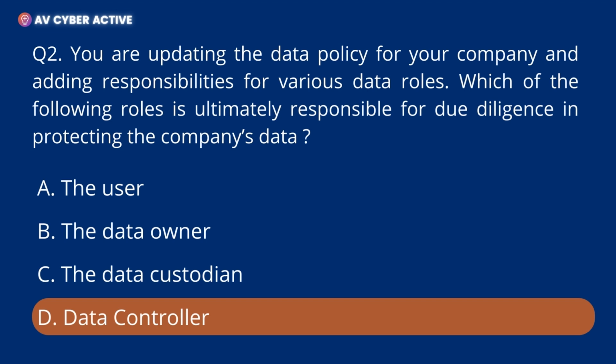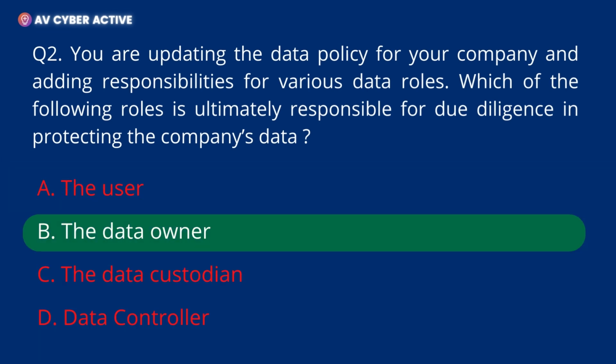So, in the context of this question, this is talking about who updates the policy way on the top of your company and adds responsibilities to various data roles. So the answer has to be the data owner, because that is somebody who is updating the data policies and adding responsibilities for various data roles. So the answer is B, data owner.